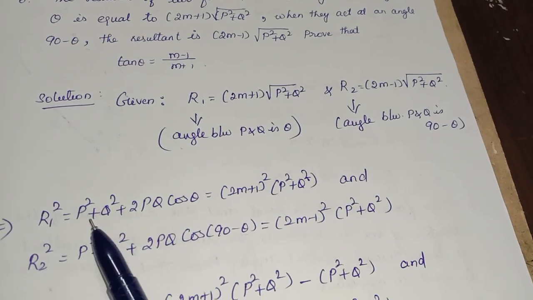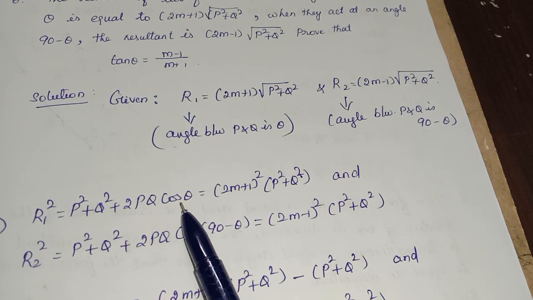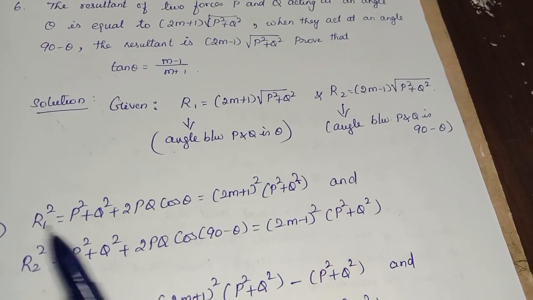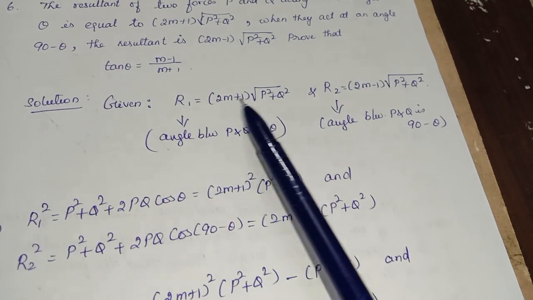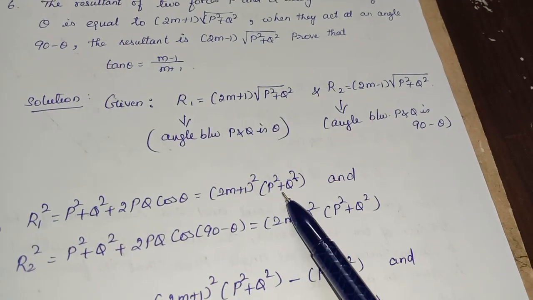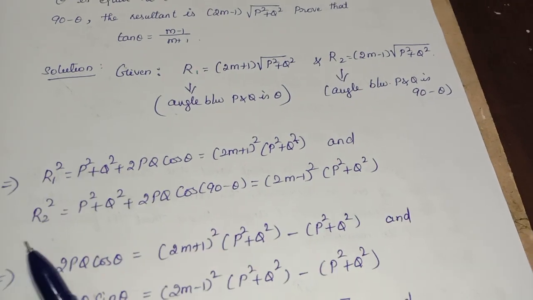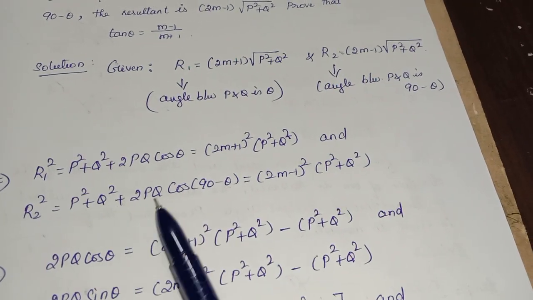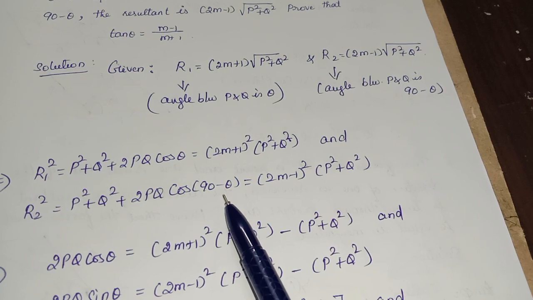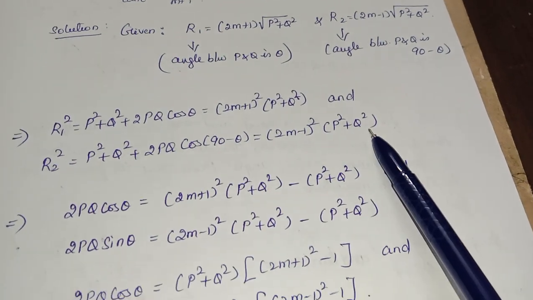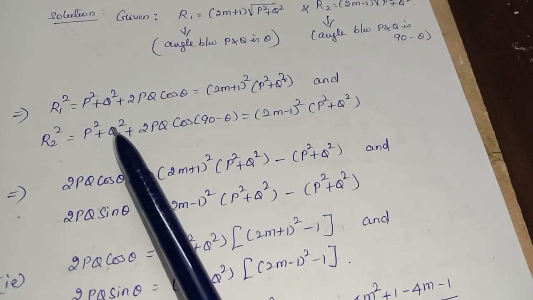So R1 square equals what? P square plus Q square plus 2PQ cos theta, and that resultant is equal to 2m plus 1. I have written R1 square here, so it will be 2m plus 1 the whole square into P square plus Q square. Similarly, write the value for R2. So R2 square equals P square plus Q square plus 2PQ cos of 90 minus theta, equal to 2m minus 1 the whole square into P square plus Q square. Right? Okay.